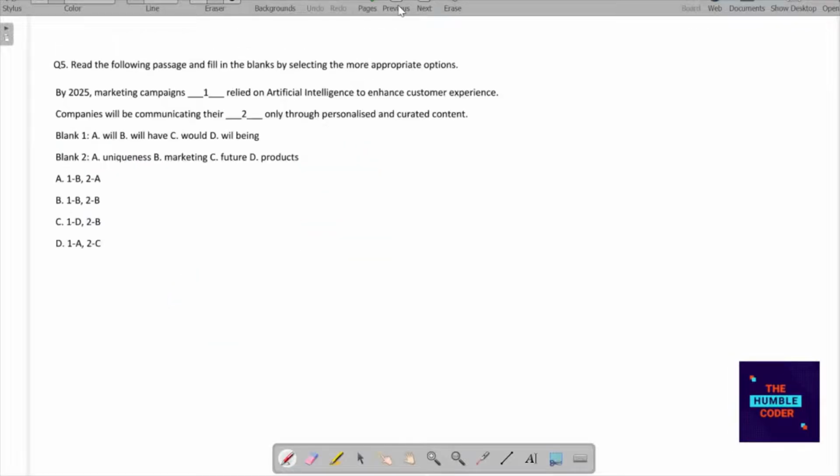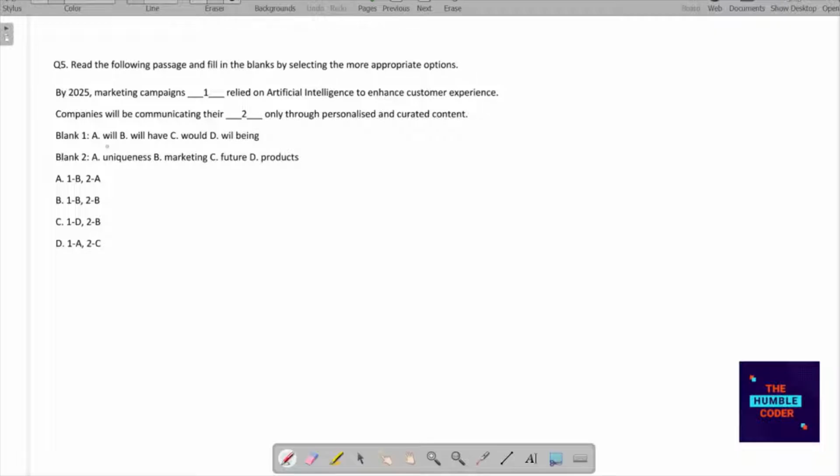Moving on to the next question. Read the following passage and fill in the blanks by selecting more appropriate options. Okay, so we are given two blanks and there are 4 options for each blank. We have to select the most appropriate option. By 2025, marketing campaigns dash relied on artificial intelligence to enhance customers' experience. So let's try to fill in the first blank first, and then we'll read the second statement. By 2025, marketing campaigns dash relied on artificial intelligence to enhance customer experience.